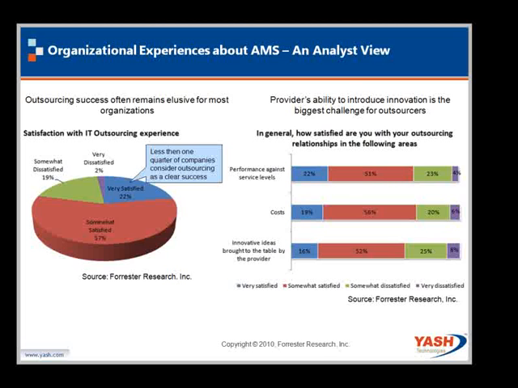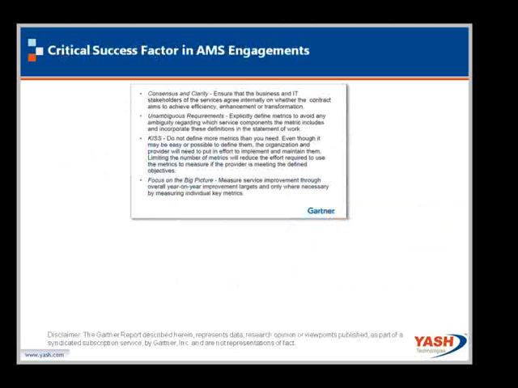Okay. If you look at another study from Gartner, the main thing that they are looking at is consensus and clarity from a business process perspective or a business user expectations perspective, unambiguous requirements, and making sure that there is not too much ambiguity in terms of what you are looking for and what you are trying to get the partner to do. Keep it simple and straight.